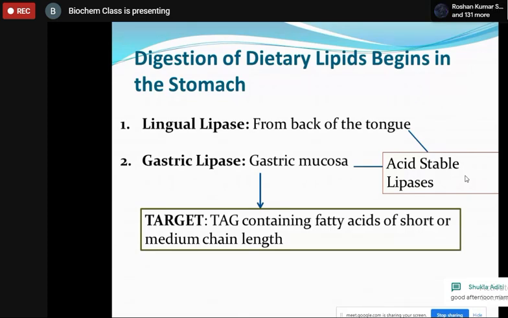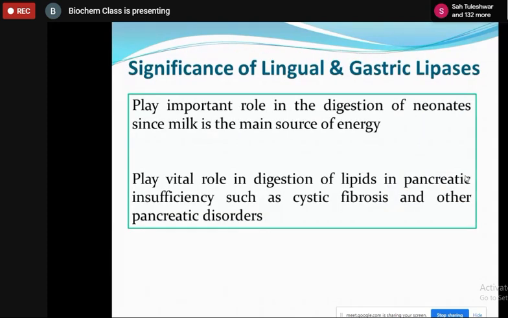In the stomach, the dietary fat is acted upon by lingual lipase and gastric lipase, which target the triacylglycerol containing fatty acids of short or medium chain length, which is mainly found in the milk. So these have their own significance. We talked about this yesterday.